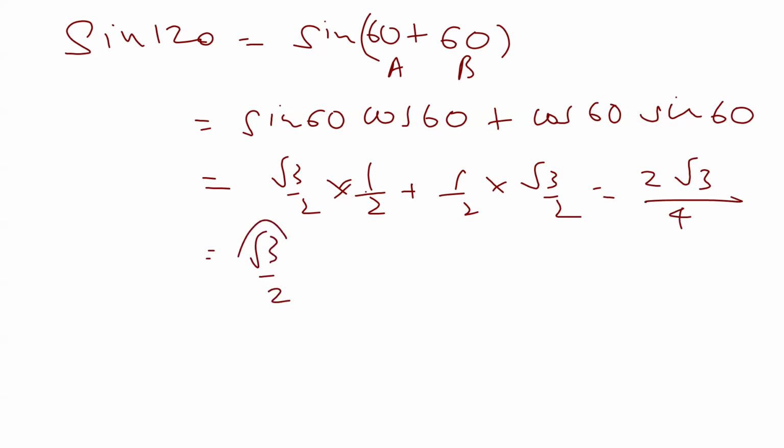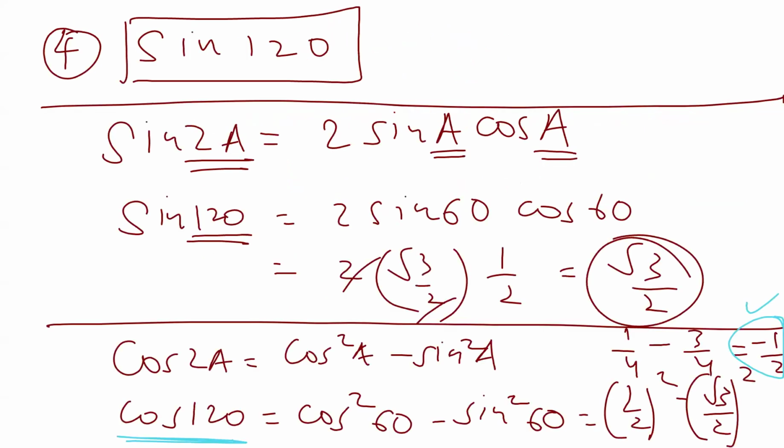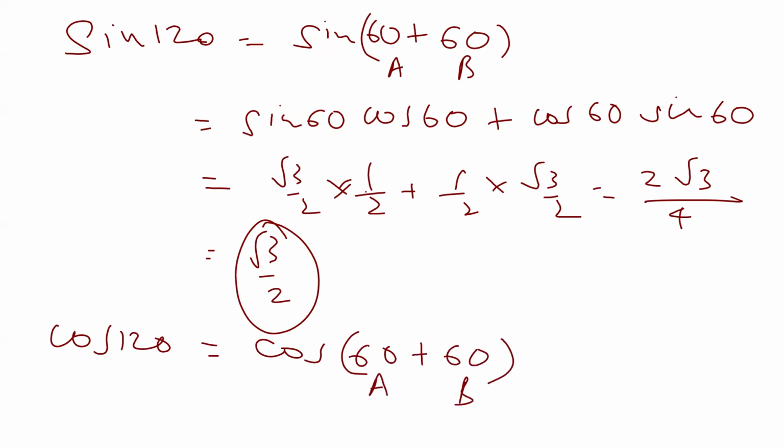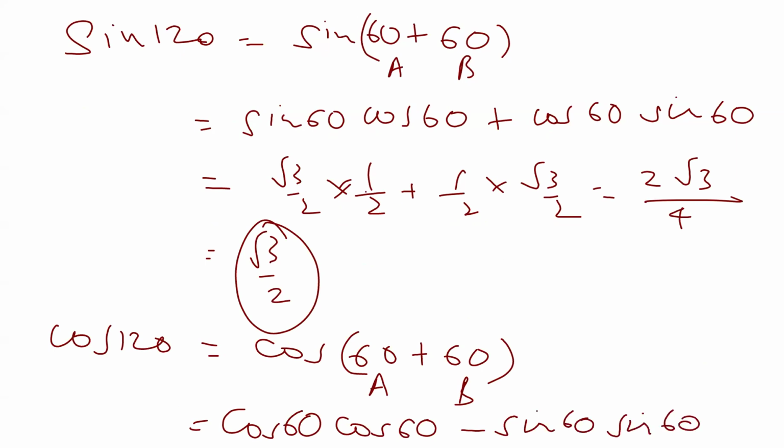Okay. Now let's check whether this and the previous answer was right. Yes, both the answers are matching. Fine. Now cos 120. Similarly, you can go ahead. Cos 60 plus 60 or cos 90 plus 30. Apply this formula: cos A cos B minus sin A sin B. Just apply this formula.